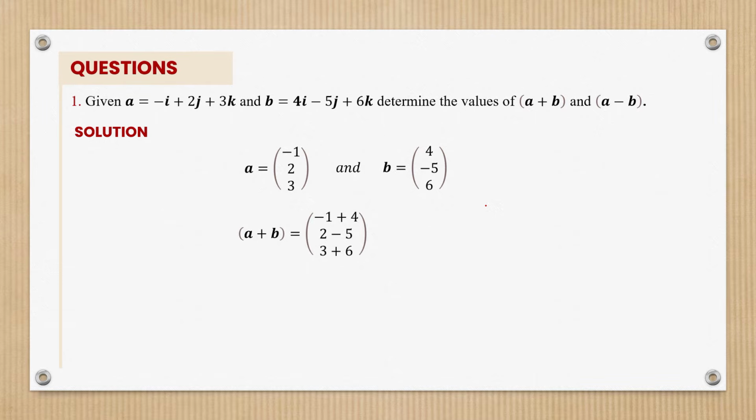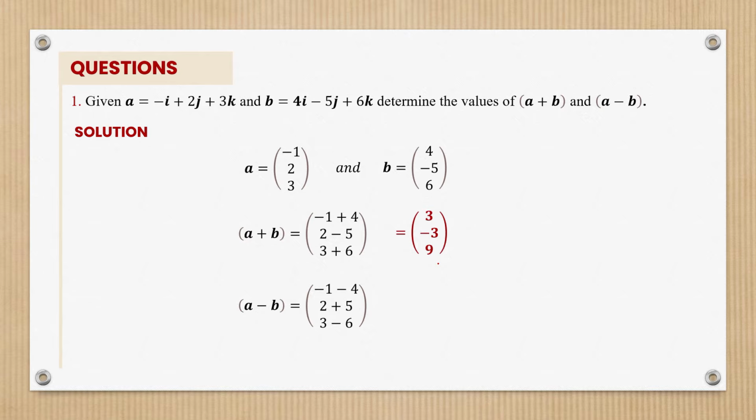So now a plus b shall simply be -1 plus 4, 2 minus 5, and then 3 plus 6. Now we have a negative here because 2 plus a negative is actually the same as 2 minus, and that's why we have 2 minus 5. Then the answer shall be (3, -3, 9). That's a column vector of the sum of the 2 vectors.